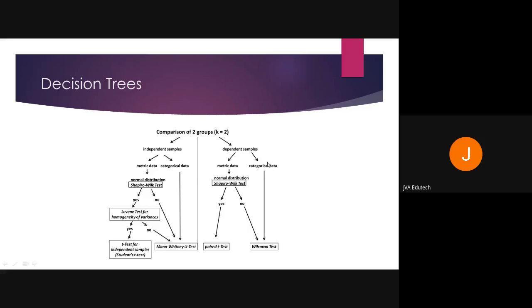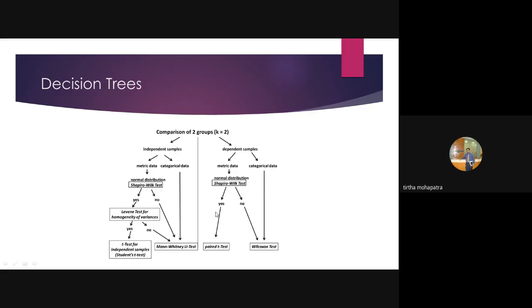If it's taken on categorical data, you will go for the non-parametric test called the Wilcoxon test. If it's taken on a metric scale, you will check for normal distribution. Here, the homogeneity of variance test is not done because you have no unrelated groups, so there won't be any variances.